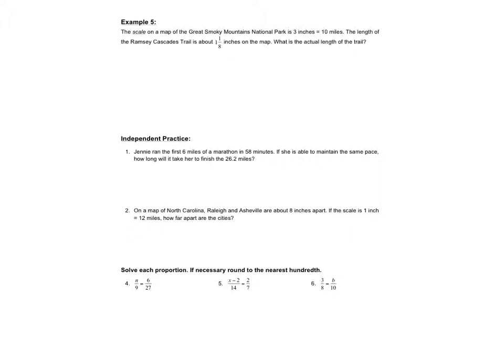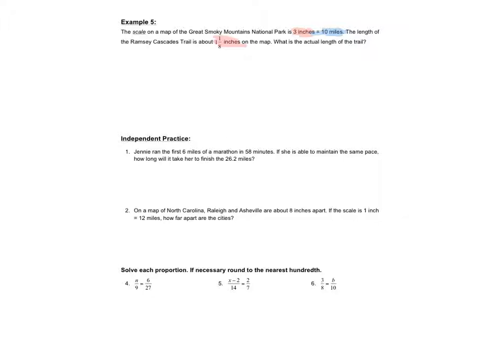Even for scale drawings, we can still highlight and keep things in the same category. So the scale on the map of the Great Smoky Mountain National Park is 3 inches equals 10 miles. The length of the Ramsey Cascades Trail is about 1 1/8 inches. I'm going to highlight that pink since I had my other inches highlighted. What is the actual length of the trail?